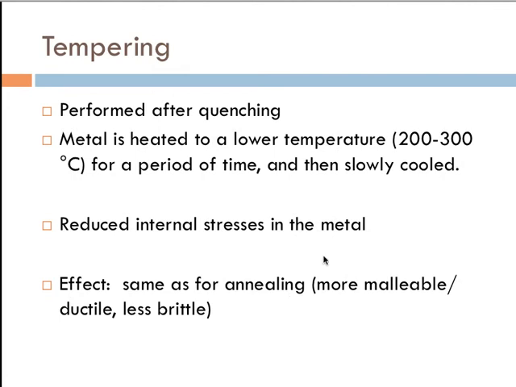Tempering is sometimes performed after quenching, and that is heating the metal to a lower temperature, 200 to 300 degrees C, for a period of time, and then slowly cooling it. And what that does is reduce the internal stresses in the metal that are sometimes imparted through quenching, but still keeps the added metals making the alloy within the metal structure. Okay? And the effect is that it is more malleable, more ductile, less brittle. And again, you're working with that crystalline or that grain structure.